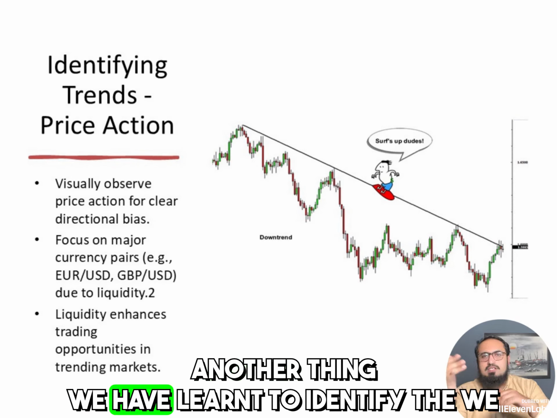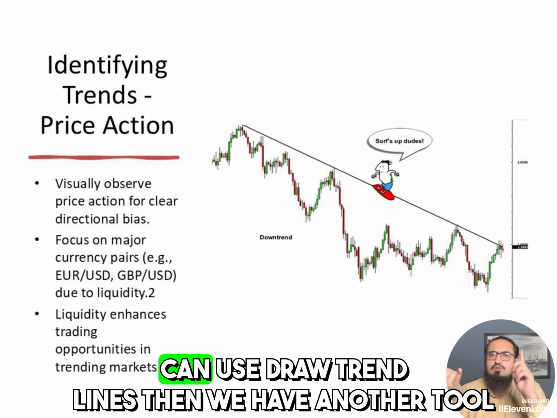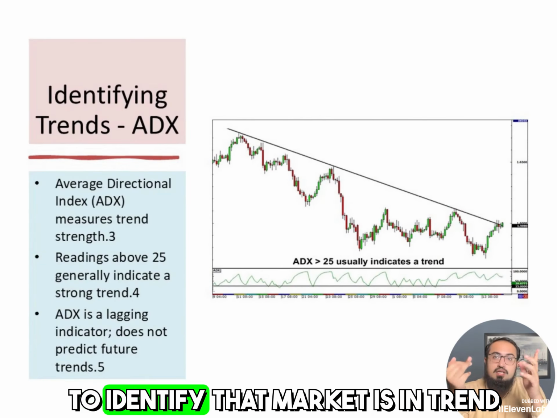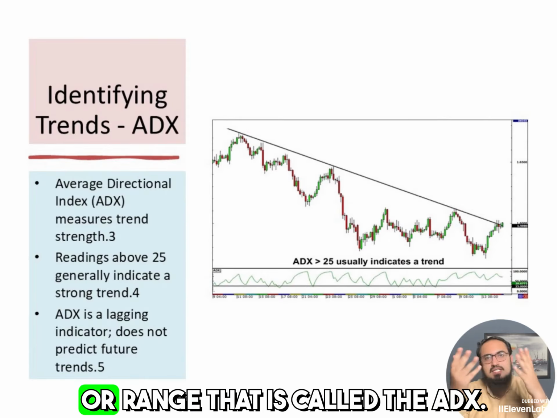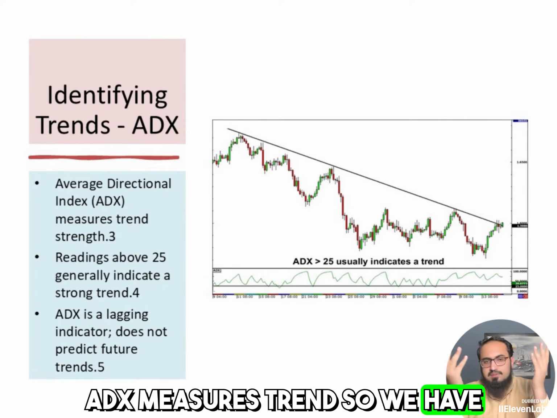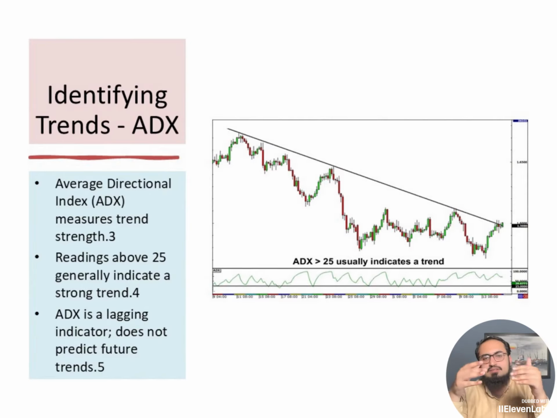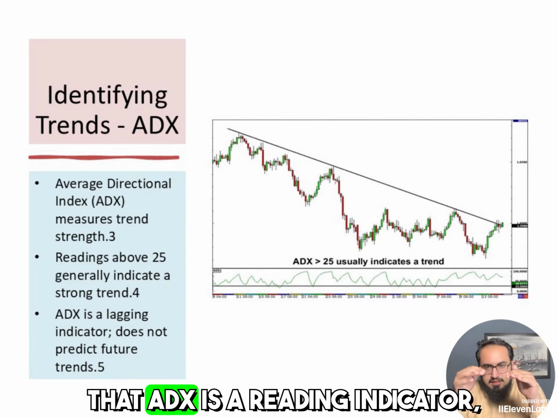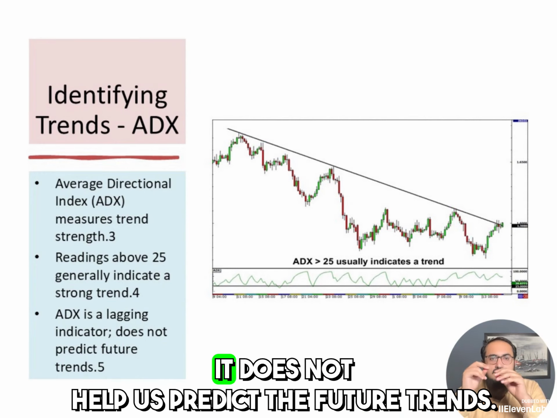Another thing, we are taught to identify trades using trend lines, and we have other tools that we discuss, indicators specifically made to identify whether the market is in a trend or range. That is called ADX. ADX measures trends. We discussed that above 20, the trend is strong. Below 20, the trend is weak. The market is in a range. So remember that the ADX indicator is not a leading indicator. It does not help trade future trends.